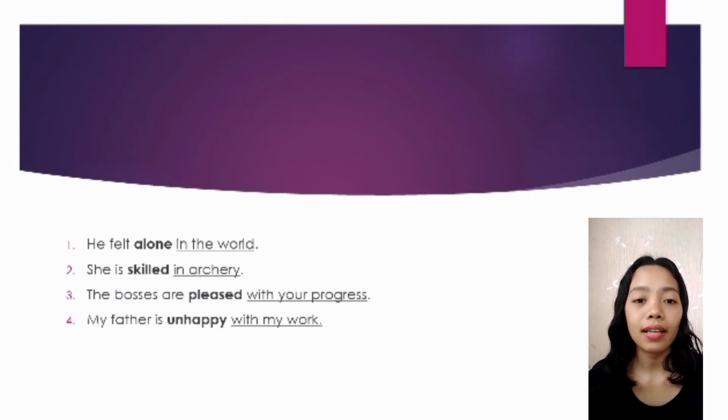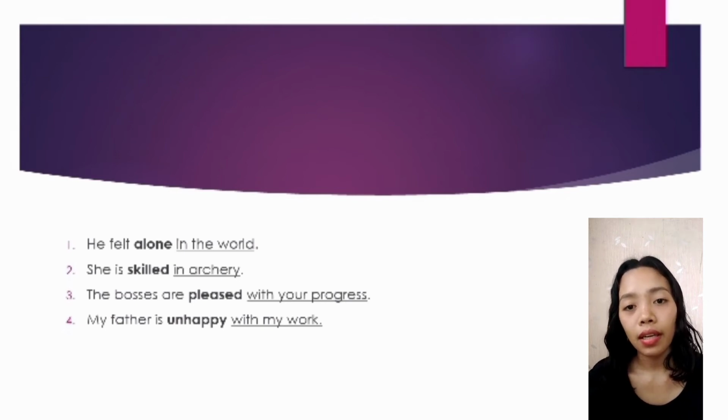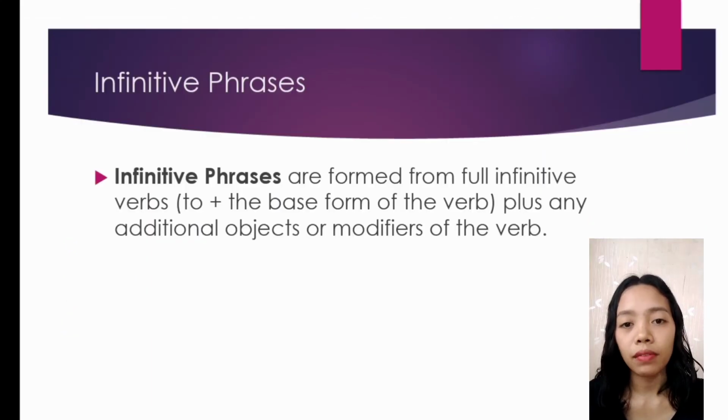And then last example, my father is unhappy with my work. With my work is the complement for the adjective unhappy. So that is a prepositional phrase acting as an adjective complement. The second type of adjective complement is the infinitive phrases. So what is an infinitive phrase?